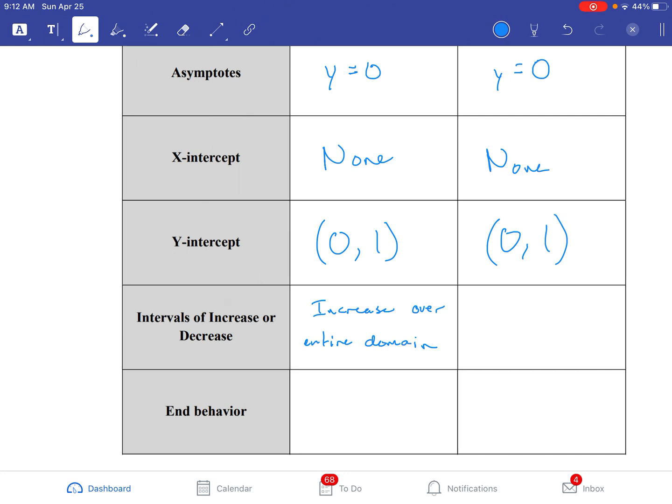So the whole time the graph is going up. Versus the decay function, the whole time it is decreasing.